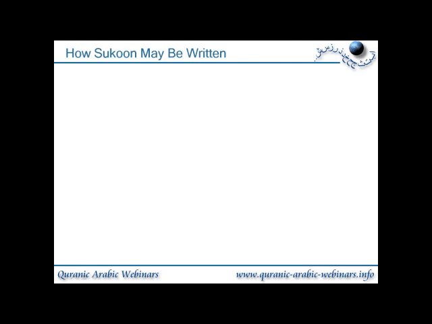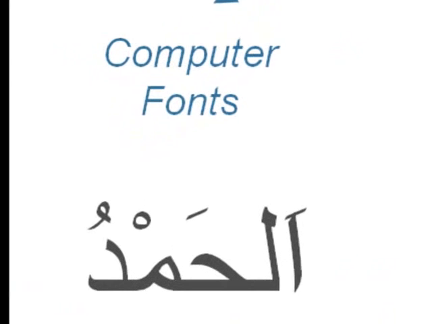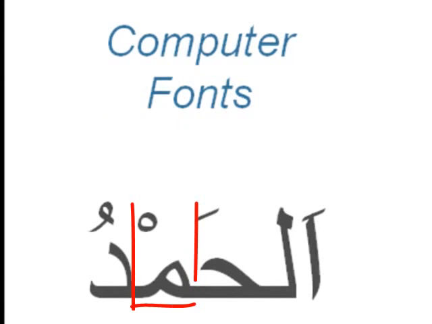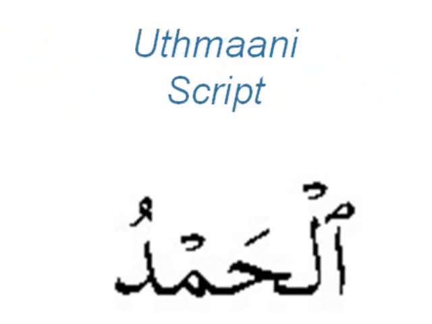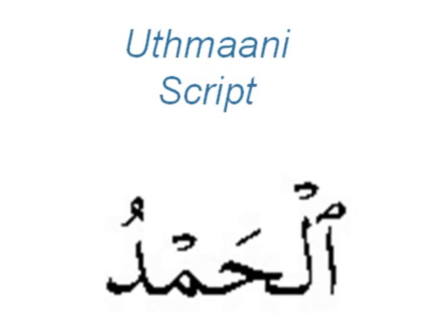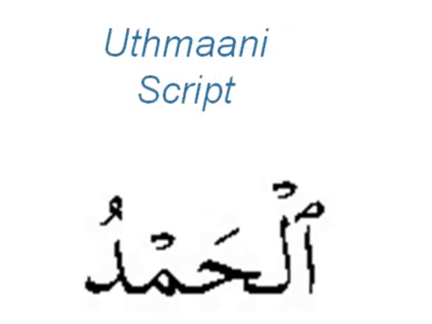So how may Sukoon be written? On many of the computer fonts, you will see the Sukoon written as a small circle. So here we have the word Alhamdu, and just above the Meme is a Sukoon, which is a round circle. In the Uthmani script, i.e. in the Quran, the same word again, if we look above the Meme, you have a Sukoon, which is almost a circle but not complete.